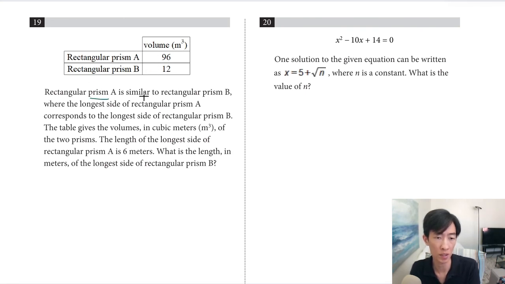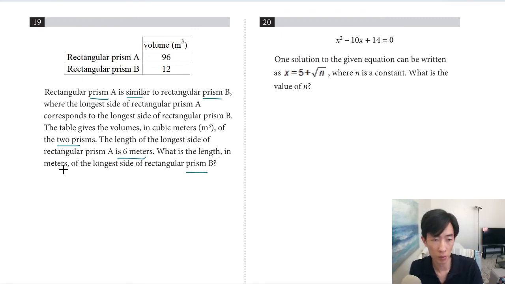Rectangular prism A is similar to rectangular prism B, where the longest side of A corresponds to the longest side of B, so that's the definition of similar. The table gives the volumes of the two prisms. The length of the longest side of A is 6. What is the length of the longest side of B? So one thing you might have been thinking is to set up a proportion, right? Like 6 over 96 equals x over 12. The reason that won't work is because even though the sides of these prisms are in proportion, the volume is not going to be in proportion because you're multiplying each side by another set of sides, which changes the relationship.